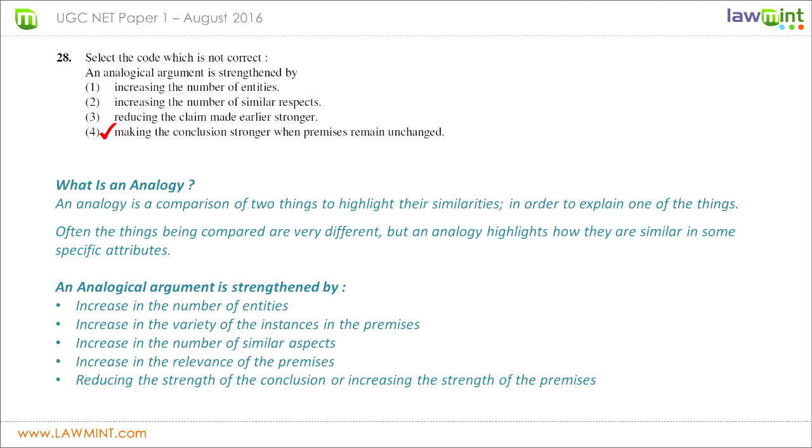Now, the factors through which an analogical argument is strengthened are given on the screen. So you can pause the video and read through the 5 different factors. If you focus on the last factor, that is reducing the strength of the conclusion or increasing the strength of the premises, it is the opposite of the answer choice 4, which is given under the question. Which means that making the conclusion stronger when the premises remain unchanged will not strengthen the analogical argument, and that is the answer choice to be selected. So option 4 is the answer for question 28.